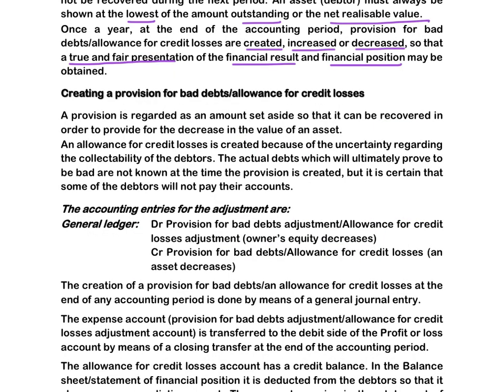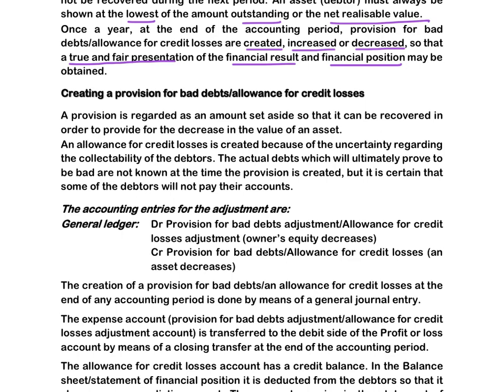Creating a provision for bad debts. A provision is regarded as an amount set aside so that it can be recovered in order to provide for the decrease in the value of an asset. So we make provision, we provide for the possibility that we will lose some of the money that the debtors owe us in the future.